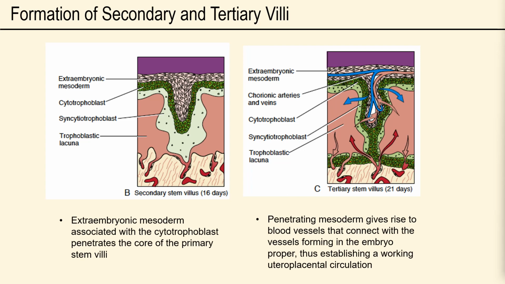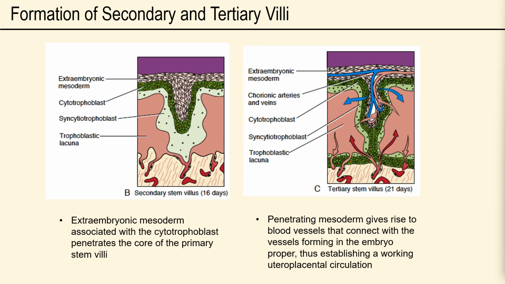What happens now is more modifications are made to increase the surface area and develop those primary villi into secondary and then finally tertiary villi. So what happens to the primary villi to help them mature into secondary villi? Well, we have the invasion of extraembryonic mesoderm. So the secondary villi are constructed of an extraembryonic mesoderm core with a thin layer of cytotrophoblasts and a thin cap of syncytial trophoblasts penetrating into the lacunae or the intervillous spaces.